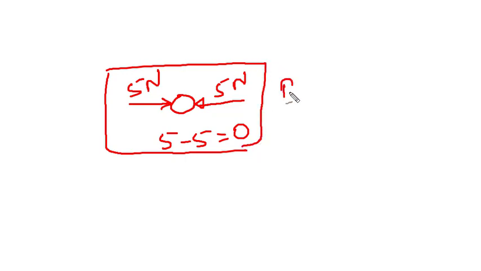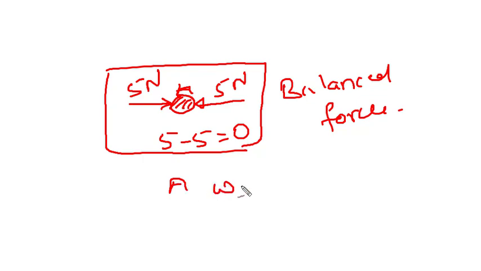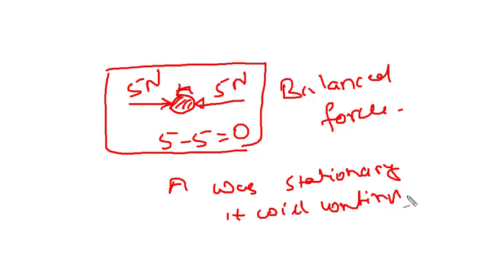This kind of situation is called a balanced force situation. So this is balanced force. What does it mean? It means for the motion there is no impact of this force. So if this body A was stationary, meaning it was not moving, then it will continue to stay stationary, or at rest.